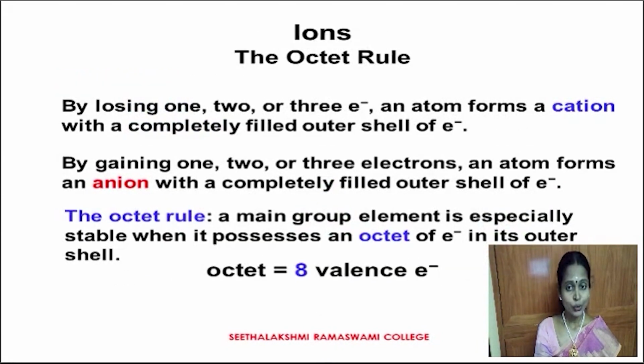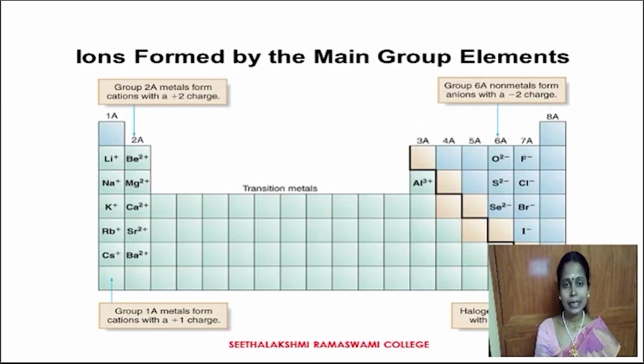The octet rule states that a main group element is especially stable when it possesses an octet of electrons, or 8 electrons, in its outermost shell. We all know that an atom is going to form a cation by losing electrons, and it is going to form an anion when it gains electrons.